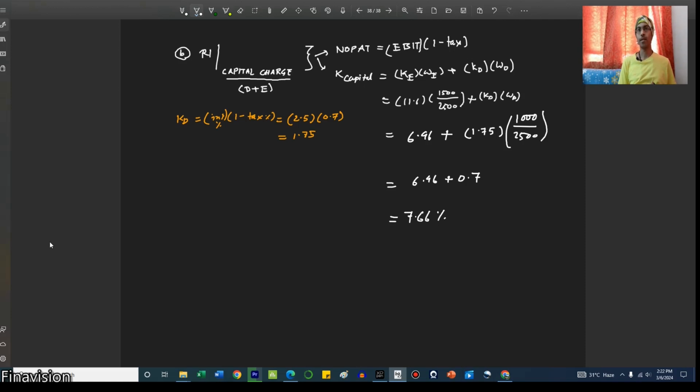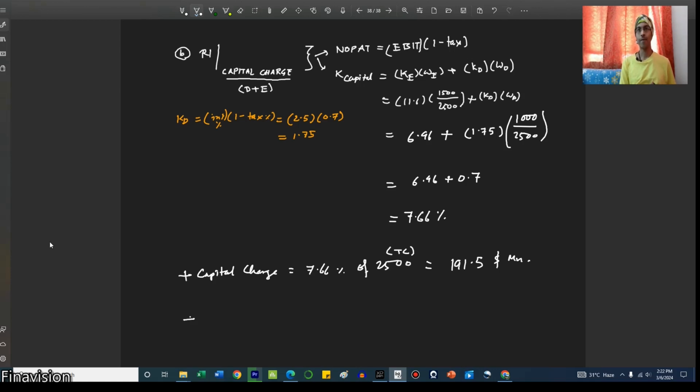Now the total capital is 2500, right? So the capital charge becomes 7.66% of 2500, which is the total capital. So this becomes 191.5 million. This is our required return on capital, or the capital charge, right?